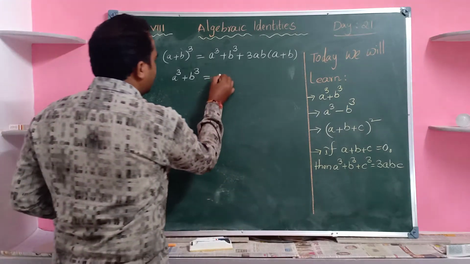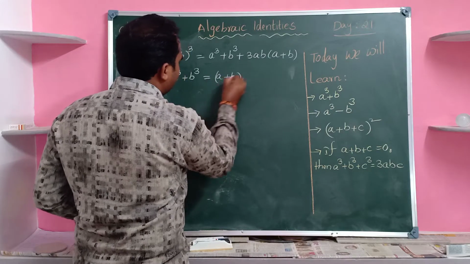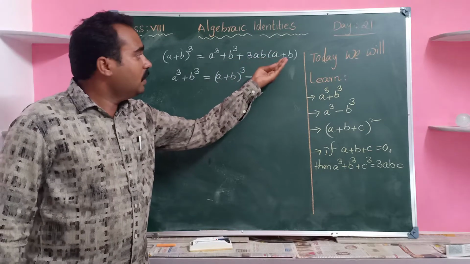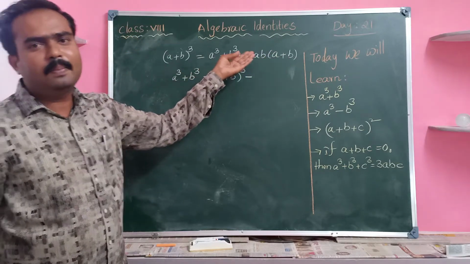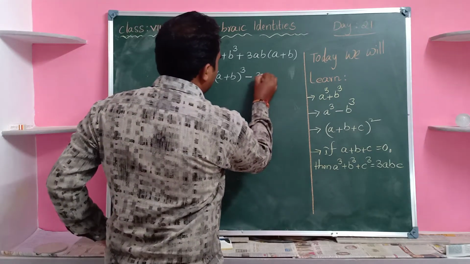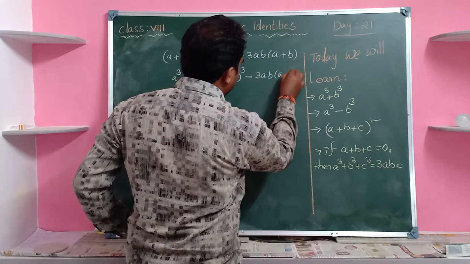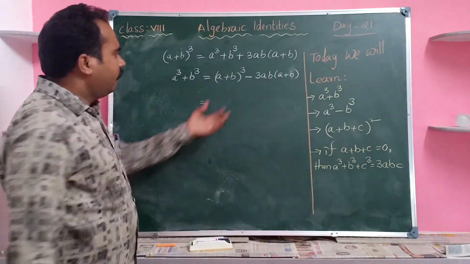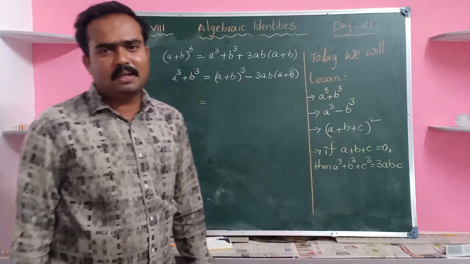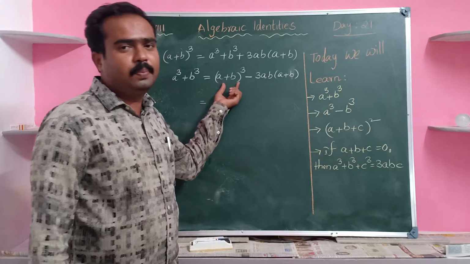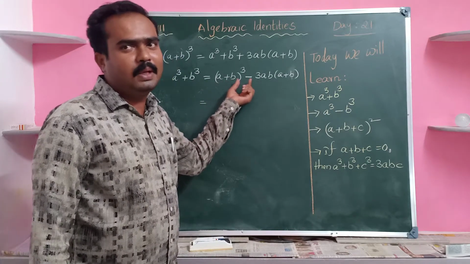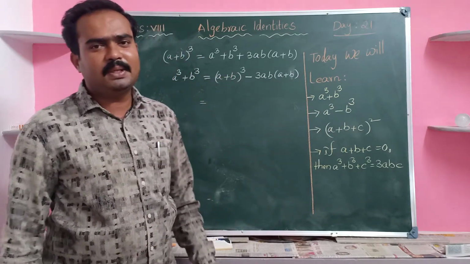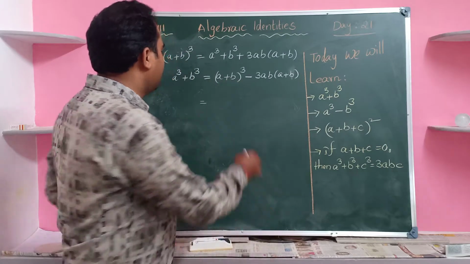is equal to (a+b)^3 minus, if I transpose plus 3ab(a+b) to that side, that plus will become minus, 3ab(a+b). So here if you observe in these two terms, what is common? Here (a+b)^3 means (a+b)^2 into (a+b). Here also (a+b) is there. In these two terms (a+b) is common. Now I will take (a+b) as common.